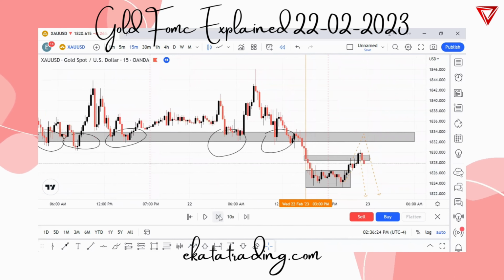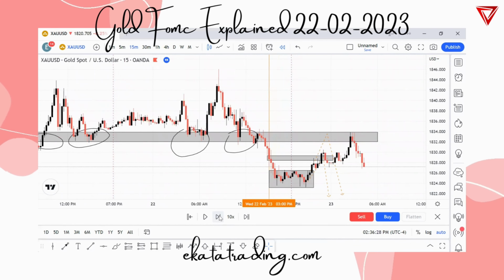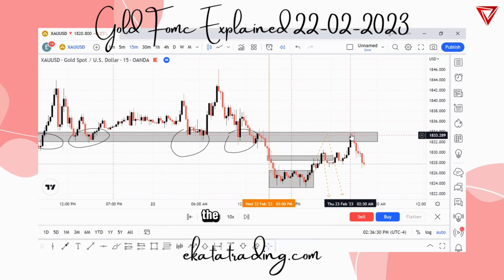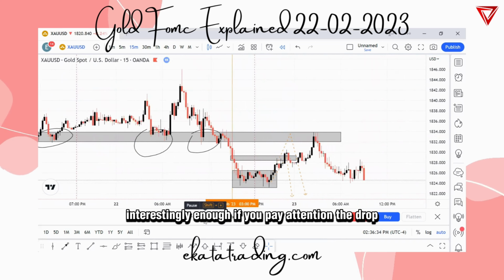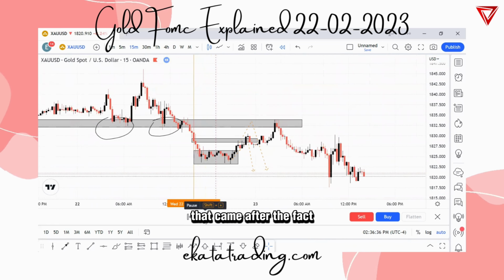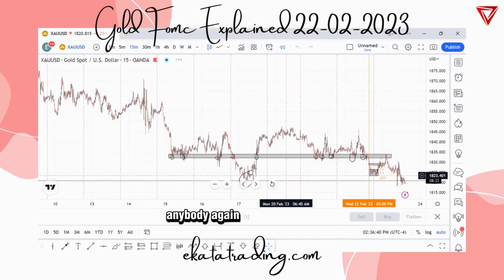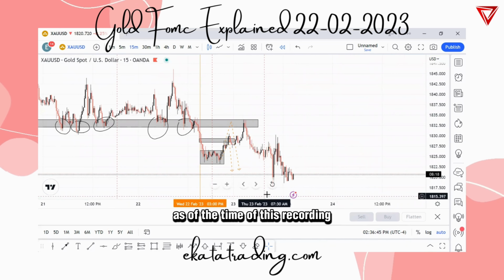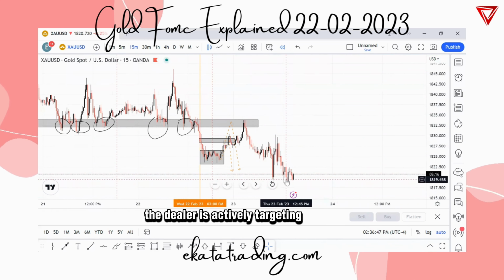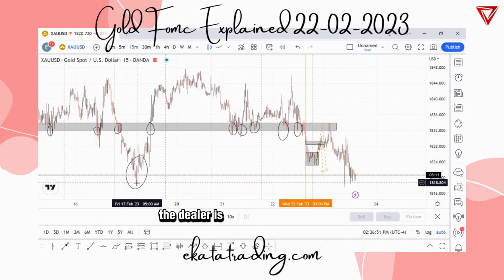Interestingly enough, I believe the former happened. Oh, sorry, the latter. The latter happened. Interestingly enough, if you pay attention, the drop that came after the fact was absolutely disgusting. Anybody, again, who is buying here, the dealer is now actively, as of the time of this recording, actively targeting their stops. Because guess what? Anybody who's buying in here, the dealer is going to target below it.